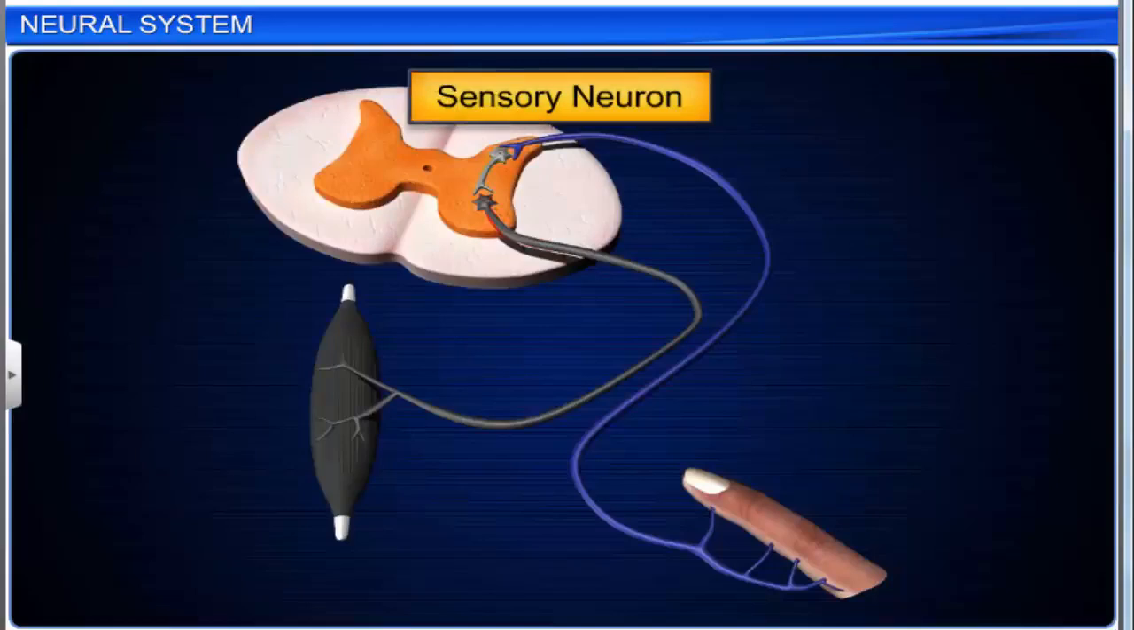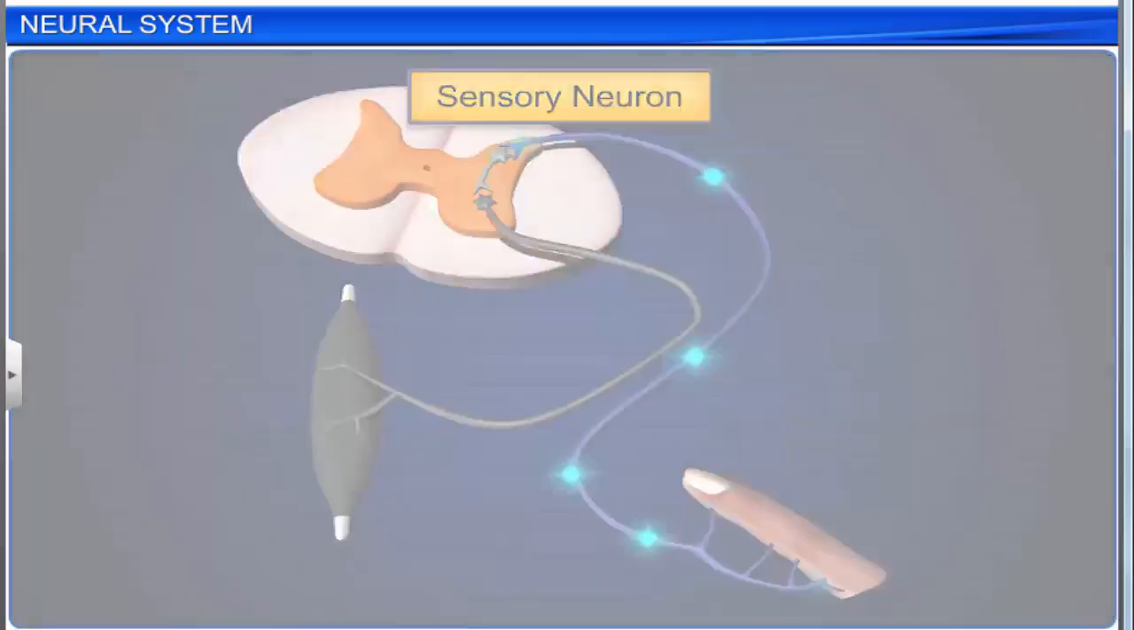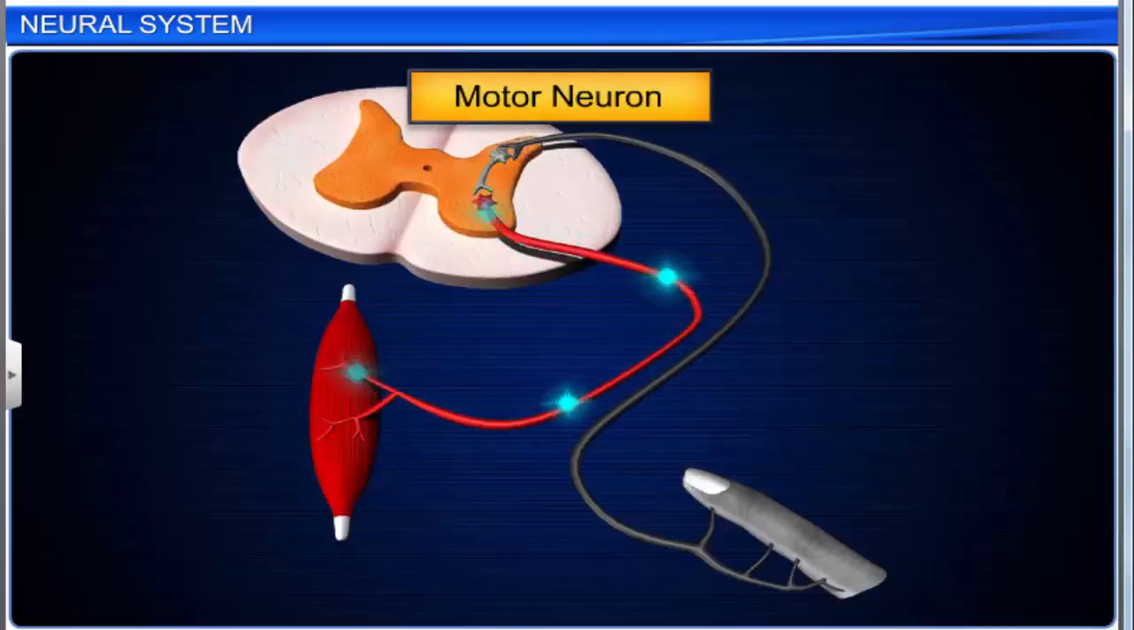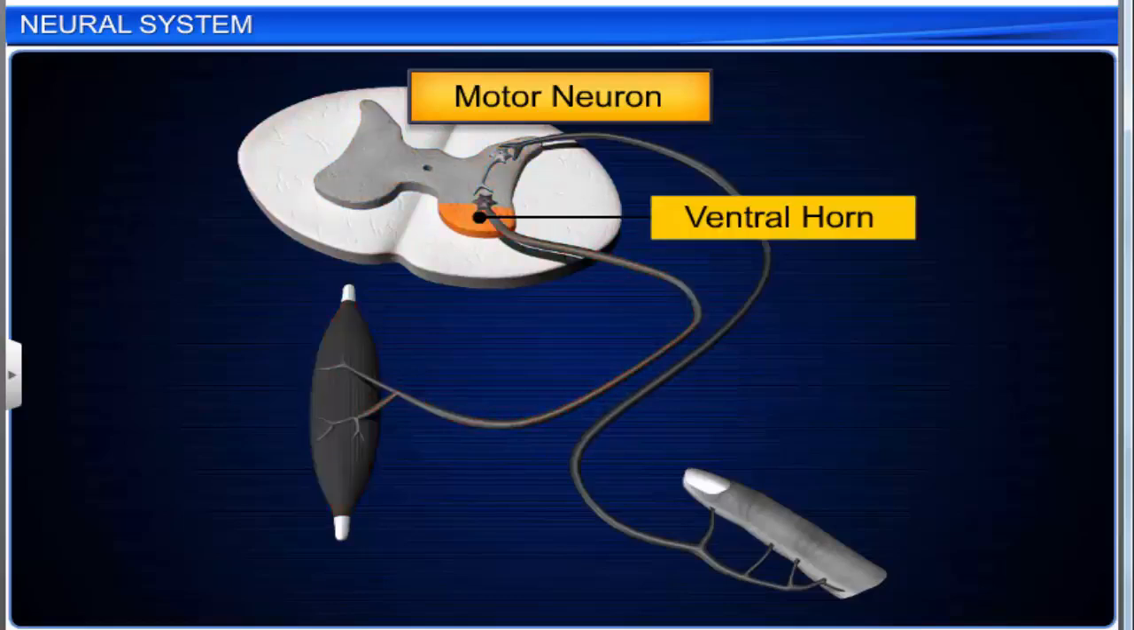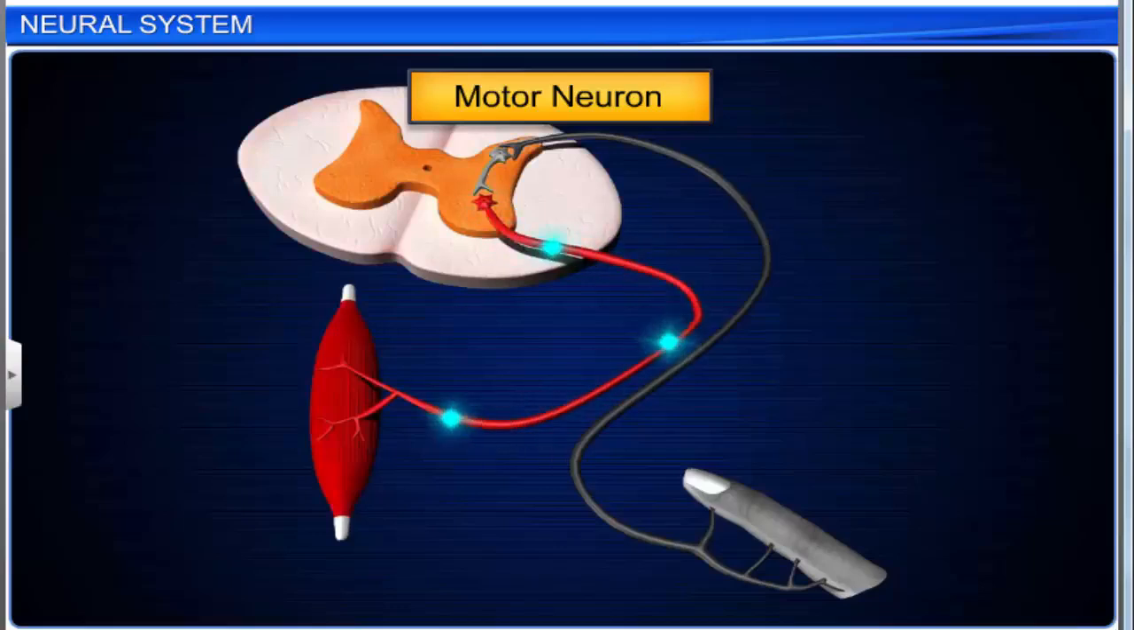Sensory or afferent neurons are found in the sense organs. They receive impulses from receptors and direct them towards the central nervous system. Motor or efferent neurons are found in the central nervous system, for example, the ventral horn of the spinal cord. They carry impulses from the central nervous system to organs such as the muscles and glands.